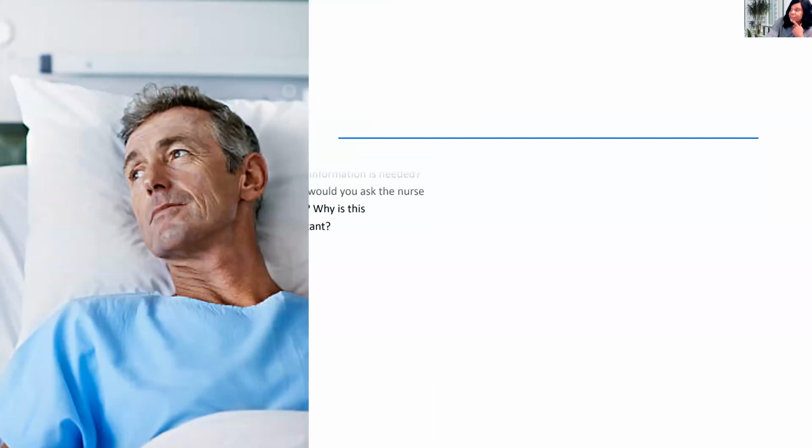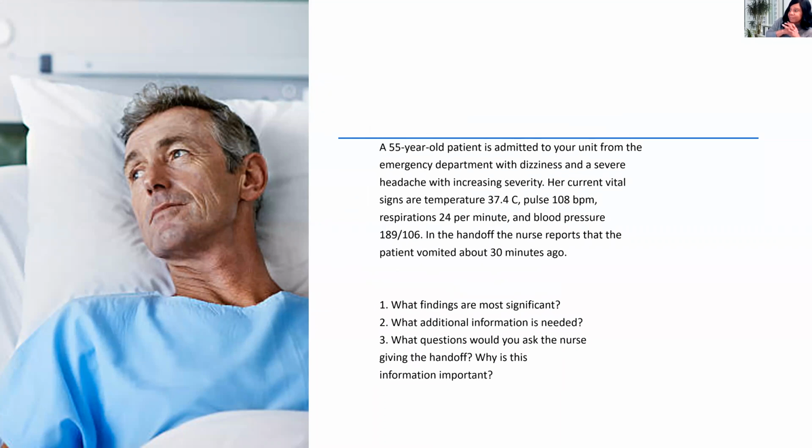So let's look at this gentleman. Let's look at this case. You have a 55-year-old patient who's admitted to your unit from the emergency department with dizziness and severe headache of increasing severity. Her clinical, I put a her, but there's a he here.